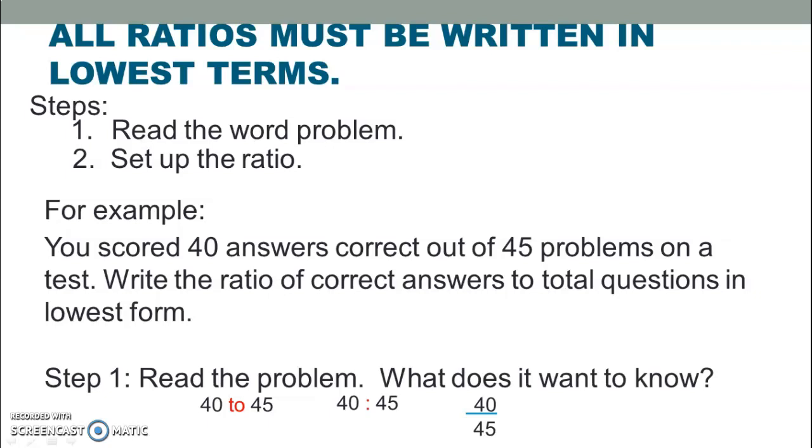Read the word problem. This is the first step. Set up the ratio. For example, you scored 40 answers correct out of 45 problems on a test. Write the ratio of correct answers to total questions in the lowest form. So first of all you have to write the ratio, right? Correct answers are 40 and total questions are 45. So read the problem. What does it want to know? 40 to 45, 40 colon sign 45, 40 over 45. These are the three different ways you can write the ratio.